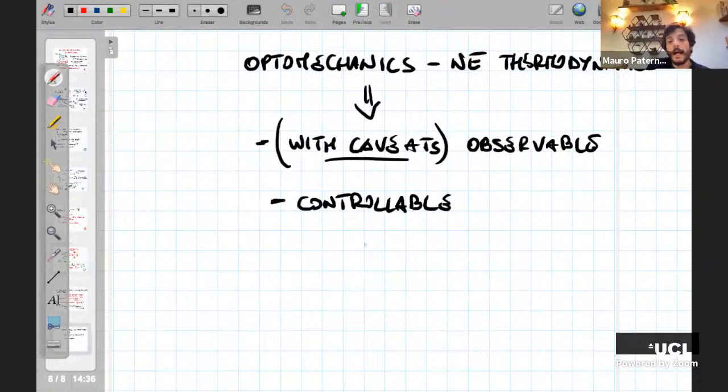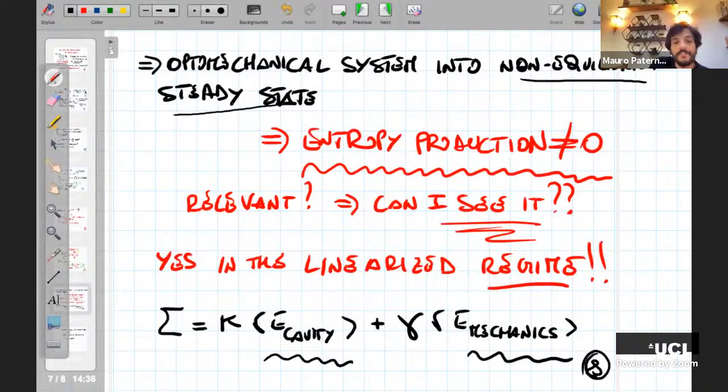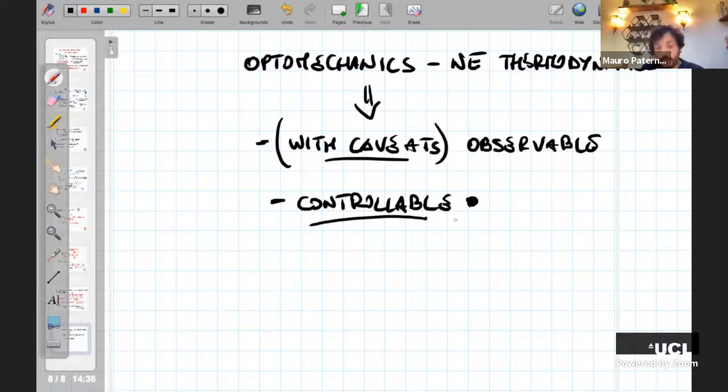And the control is not only in terms of which is the non-equilibrium steady state into which I'm driving my optomechanical device, but also in terms of how much entropy I produce in this context. So I can play with the knobs that I have in my optomechanical system to drive the mechanical oscillator to a desired state with a desired degree of entropy production. And the recommendation, and with that I'm done, is just to play with that, okay?